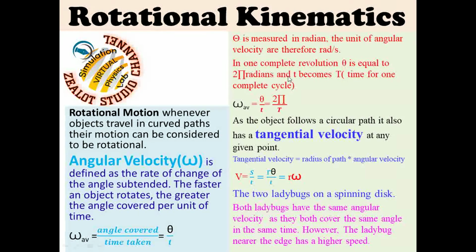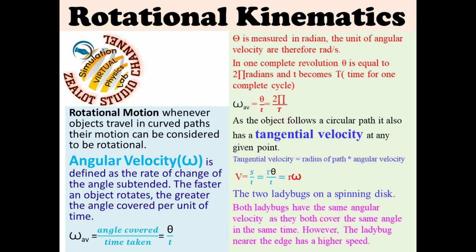In one complete revolution, the angle is equal to 2 pi radians in time T. So the average angular velocity, theta over t, means 2 pi over T, where T is the period to complete one cycle.